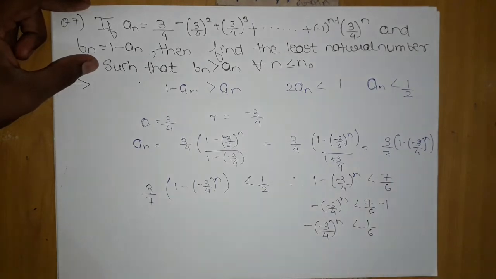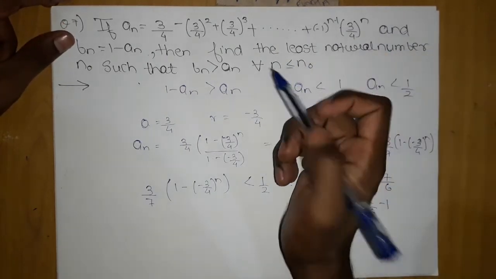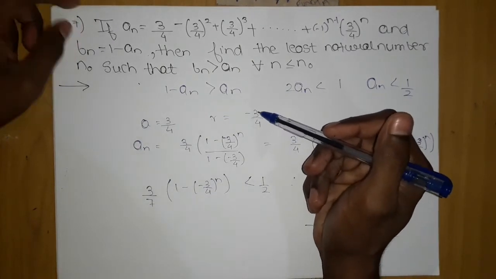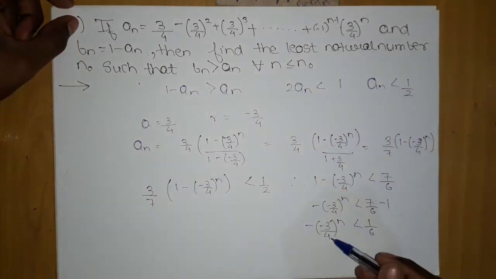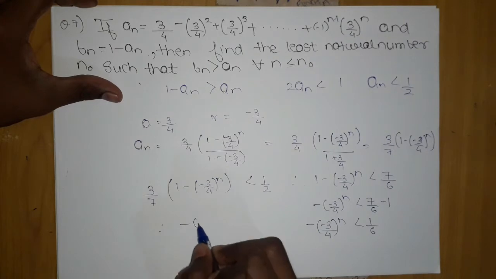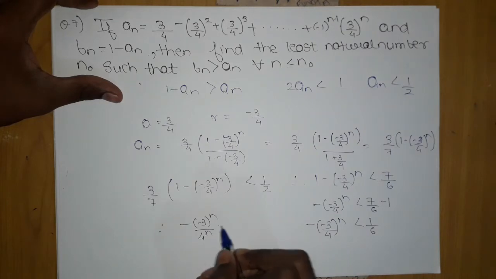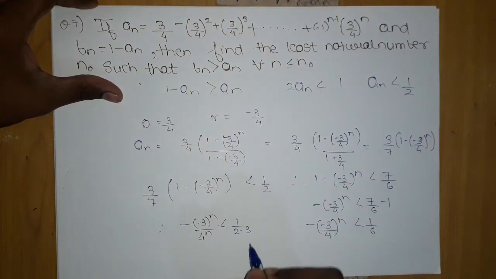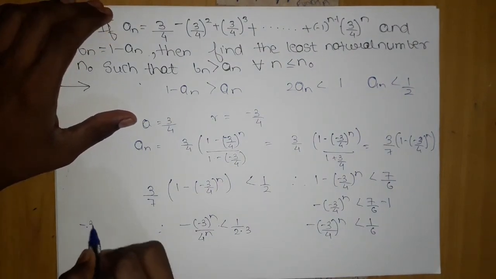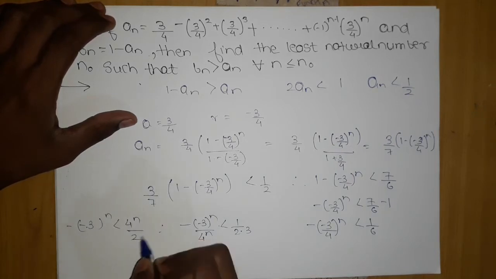Now the next step, how can we move this? We want to find the least natural number. It is saying that the n value is the least natural number. Natural numbers begin from 1, so it is always positive, so 4 power n is positive. So we can move it here. So minus 3 power n upon 4 power n should be less than 1 by 6, which I can write as 1 upon 2 into 3. So in the next step, minus 3 power n should be less than 4 power n upon 2 into 3.